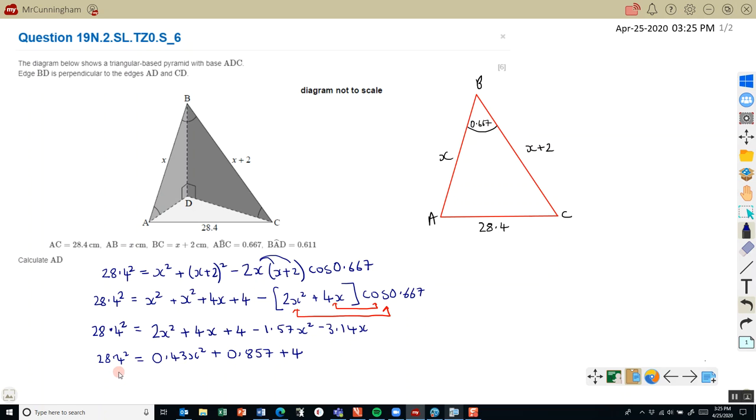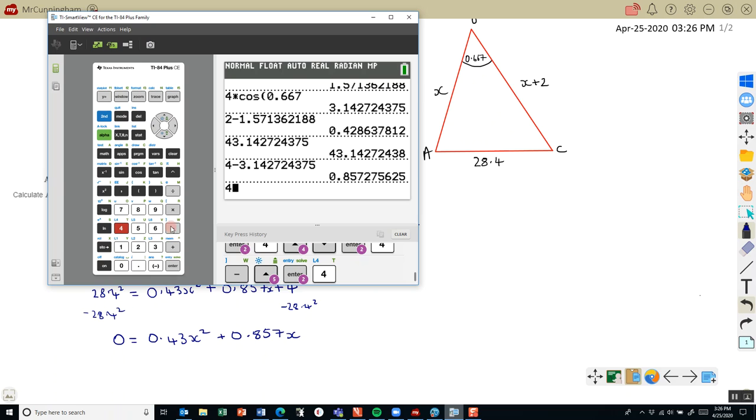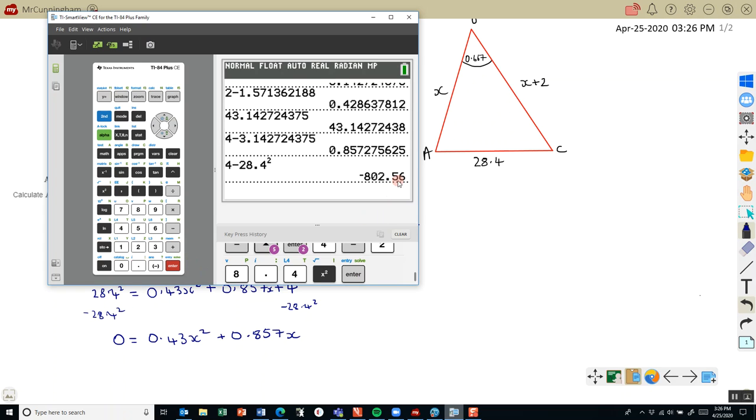And now this is obviously a quadratic. In order to solve a quadratic, I need to make it equal 0, because the aim is to find out what this value of x is. So I'm going to subtract off from both sides 28.4 squared. So on this side I've got 0. On this side I have got this lovely looking quadratic: 0.43x squared plus 0.857x, and 4 subtract 28.4 squared, which is minus 802.56.